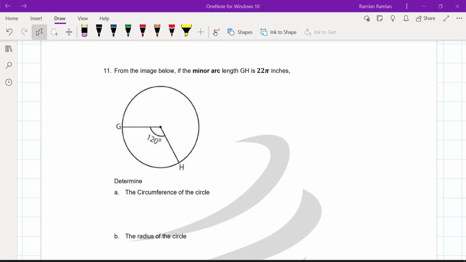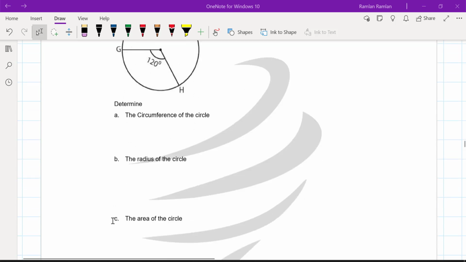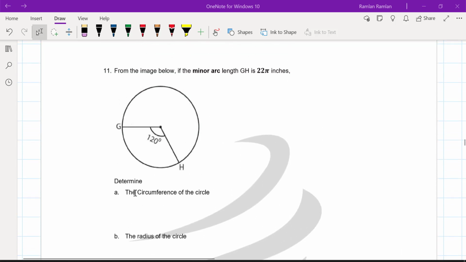Okay, let's move on to number 11. From the image below, if the minor arc length GH is 22 pi inches, determine the circumference of the circle, the radius of the circle, and the area of the circle. So again, guys, what is being given from the question is the minor arc of GH.